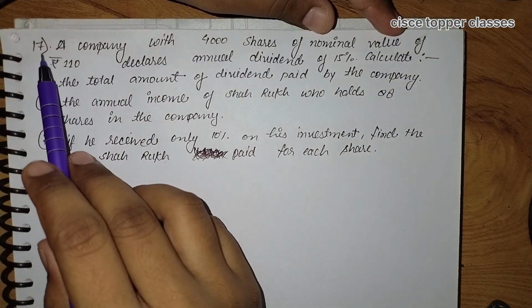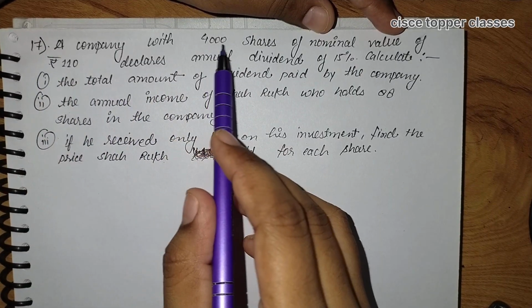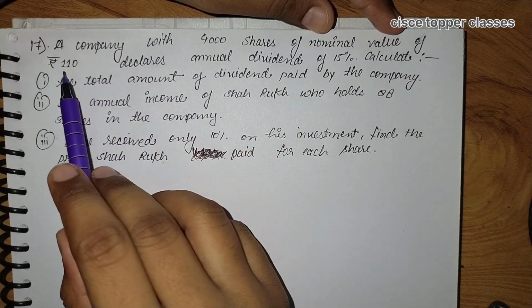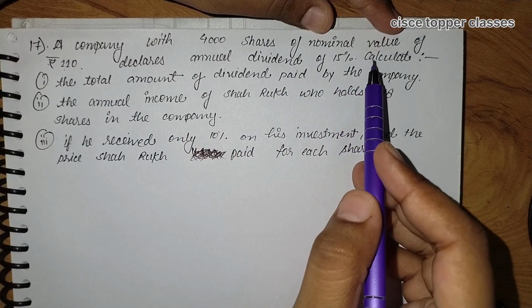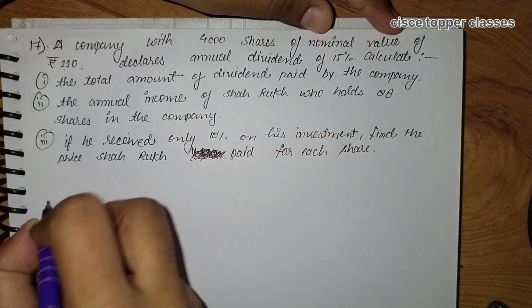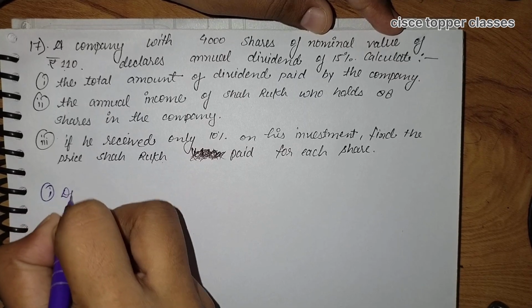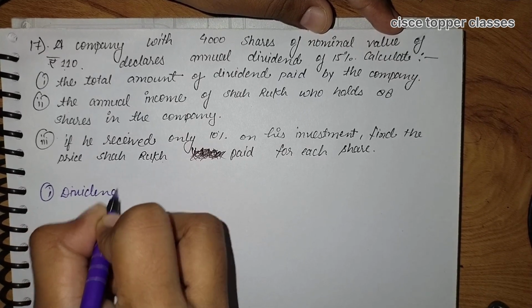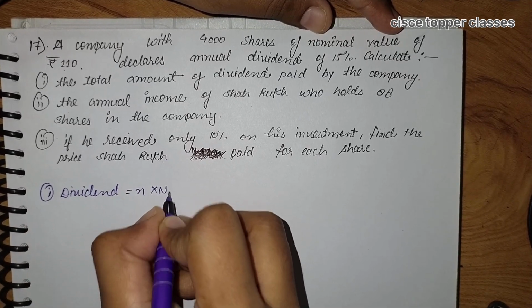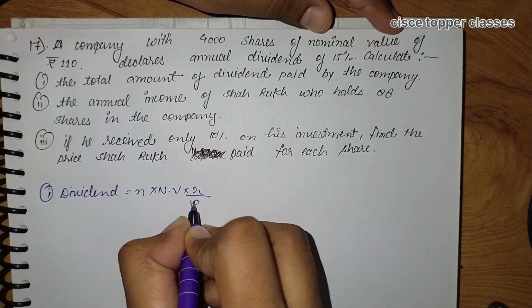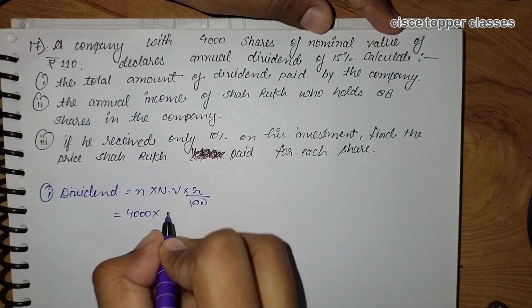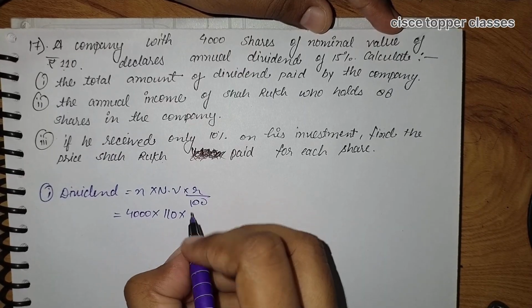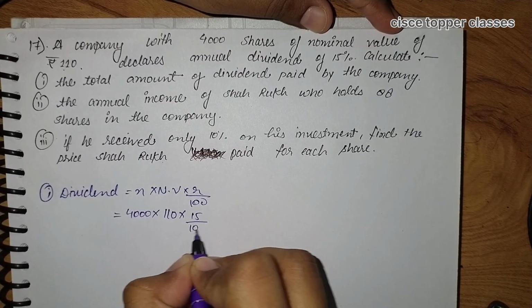Now let us solve question number 17. A company with 4,000 shares of nominal value of rupees 110 declares annual dividends of 15%. Calculate the total amount of dividend. So in the first part, dividend we have to find. We know the formula: number of shares, nominal value, rate by 100. This is all given to us. Number of shares is 4,000, nominal value is 110, rate is 15% divided by 100.